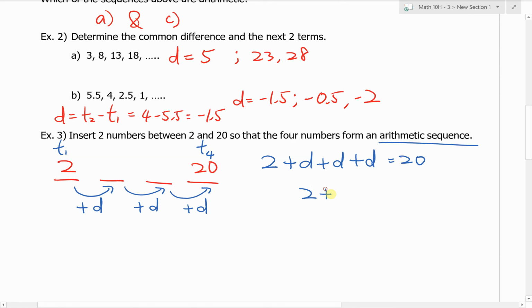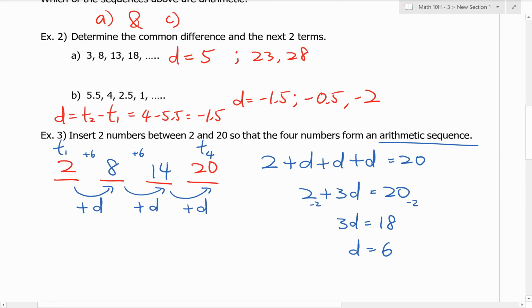Or we can simplify this. You can see this then becomes 2 plus 3d, right? You add d 3 times, it's 3d. That gives us 20. Then we can solve for the common difference quite easily using simple algebra. Take away 2 on both sides, you should get 18. Minus 2 here, minus 2 here. Divide both sides by 3, and you should get that the common difference is 6. Therefore, we can find the second term and the third term easily by adding 6 to the first term. So T2 is going to be 8 because we plus 6, and this is going to be 14 because we are adding 6 to the second term.